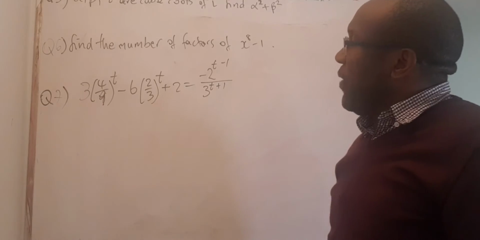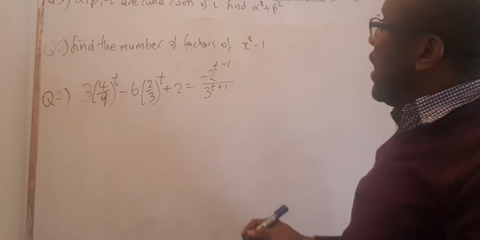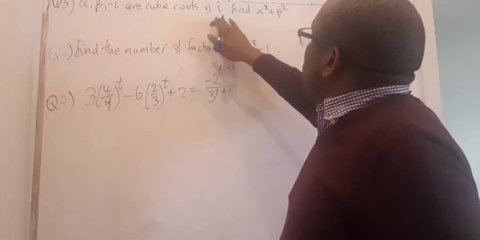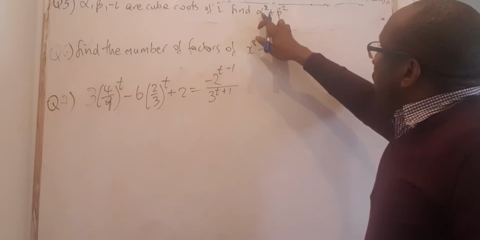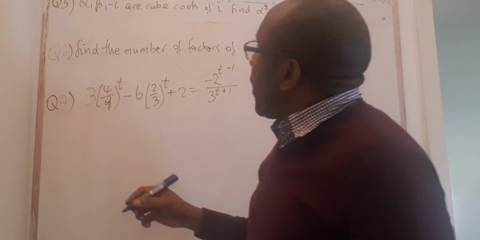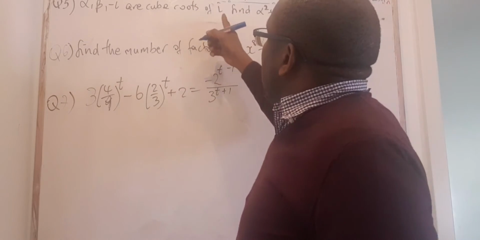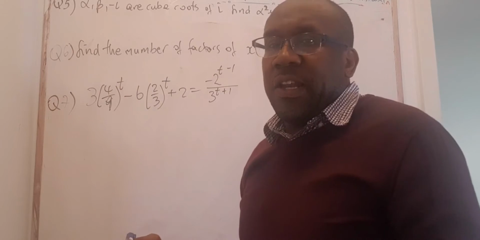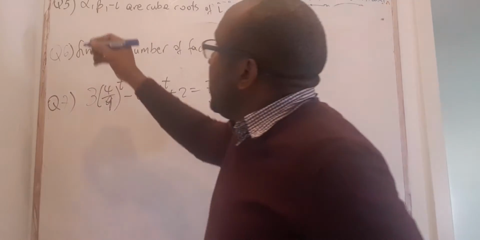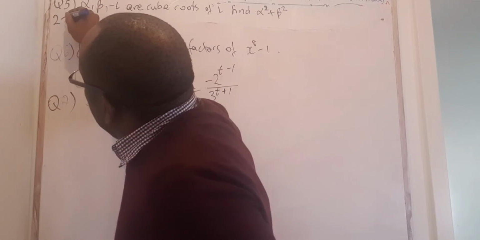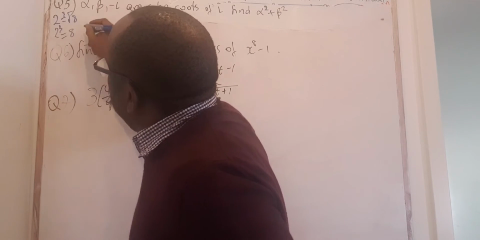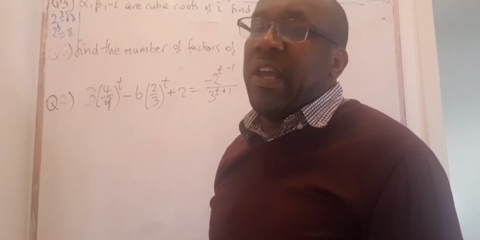So go to question number 5. For question number 5, you were told that alpha, beta, minus I are cube roots of I. Find alpha squared plus beta squared. So for a cube root of a number, for example, 2 is a cube root of 8. That means 2 to the power 3 is equal to 8. So if 2 is the cube root of 8, that means 2 to the power 3 is equal to 8. So we'll try to use the same idea here.